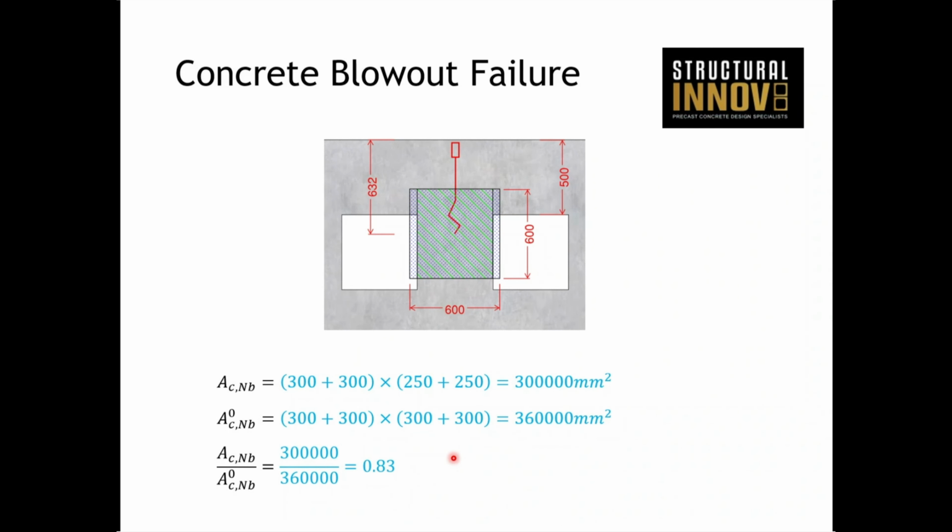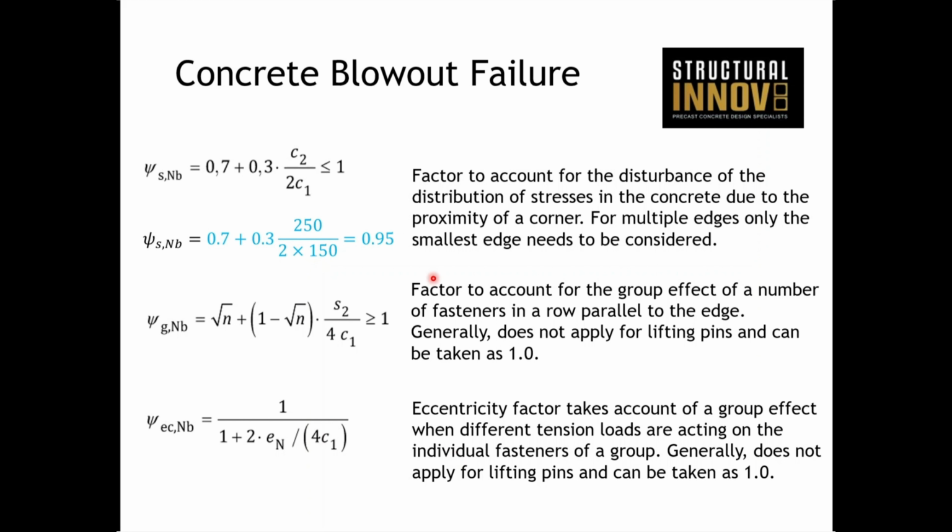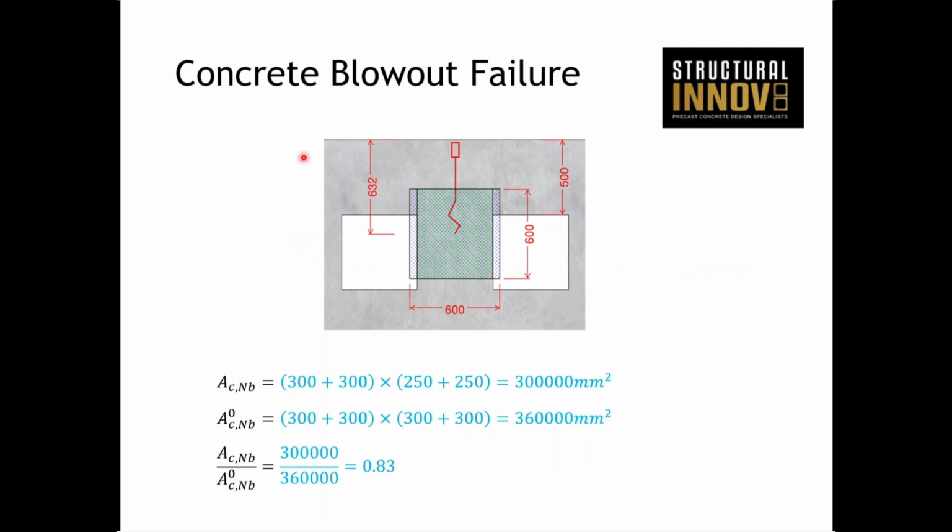So a bit of reduction there in the area. Other factor to calculate is the edge distance. We're close to the edge in terms of this C2 value. We're not close to the edge of the panel, but we're kind of close to an internal edge, if we want to call it that.